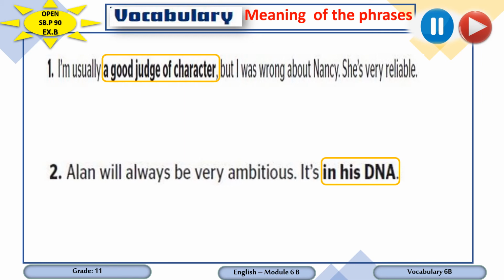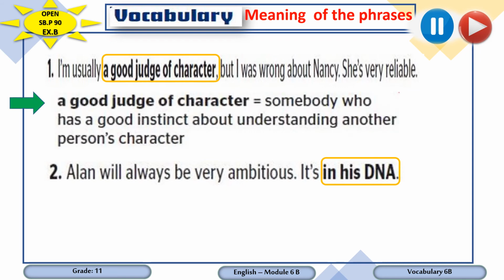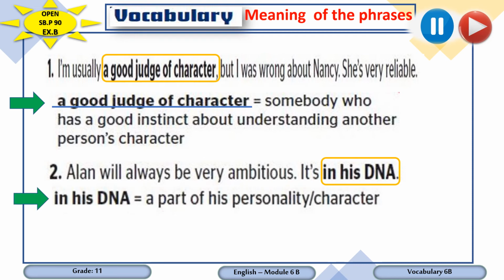Okay, now it's time to check the answers. Number 1. I'm usually a good judge of character, but I was wrong about Nancy. She is very reliable. A good judge of character means somebody who has a good instinct about understanding another person's character. Sentence number 2. Alan will always be very ambitious. It's in his DNA. And in his DNA means it's a part of his personality or part of his character.